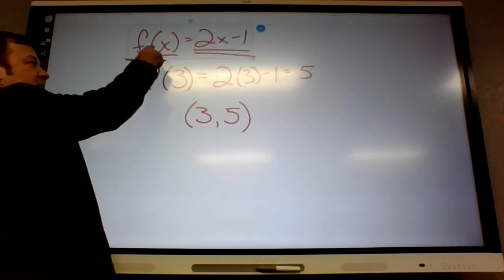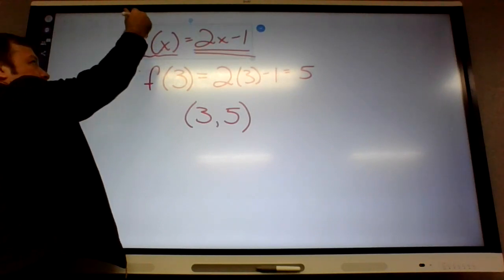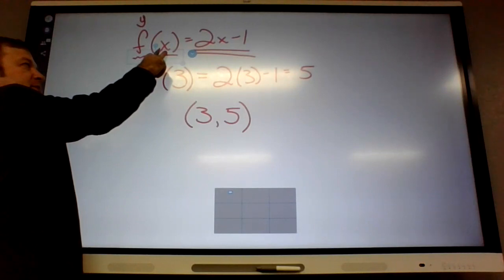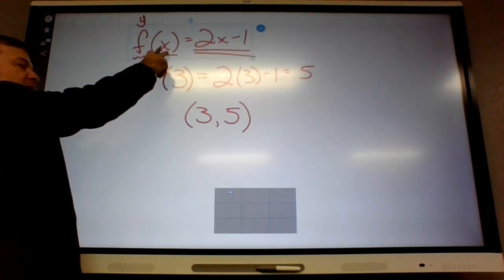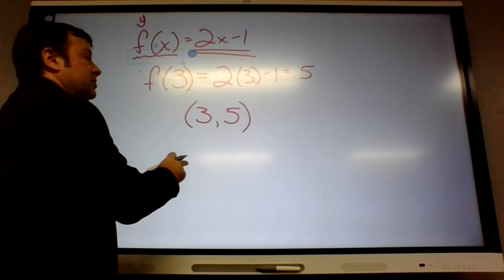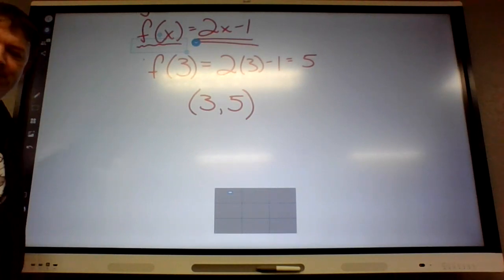So f of x, it just means the f value, which is kind of like the y value, depends on what you put in for the x. f is dependent on x. So that's just a different way of writing it. But you did the same thing we did yesterday, basically.